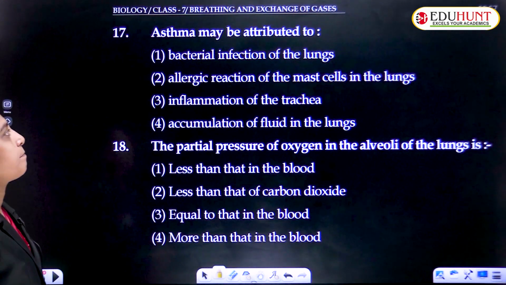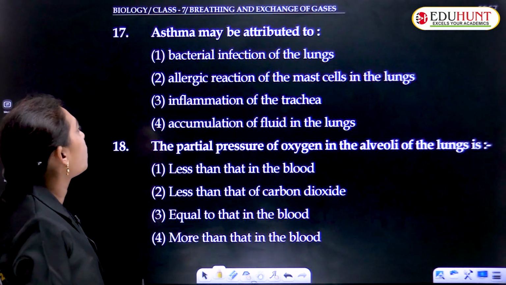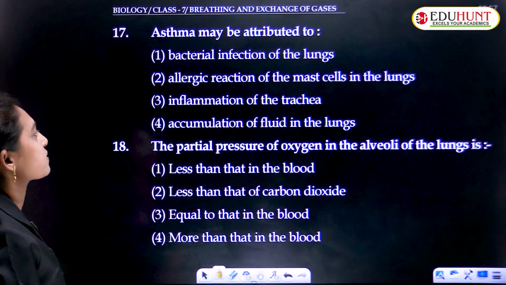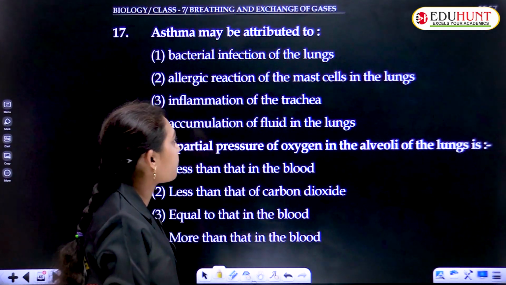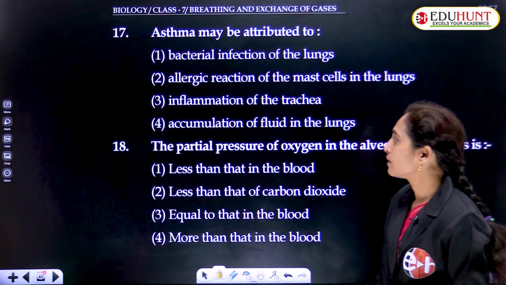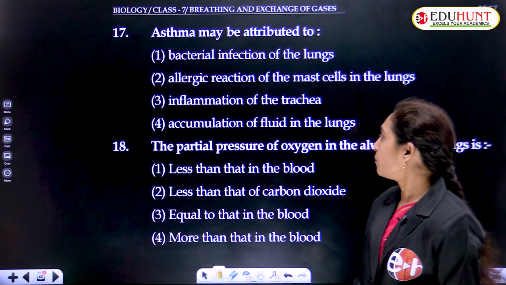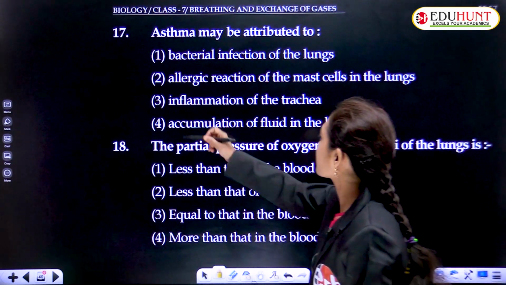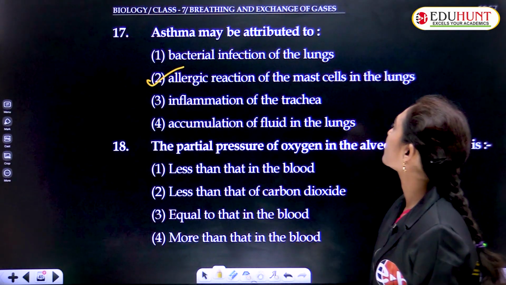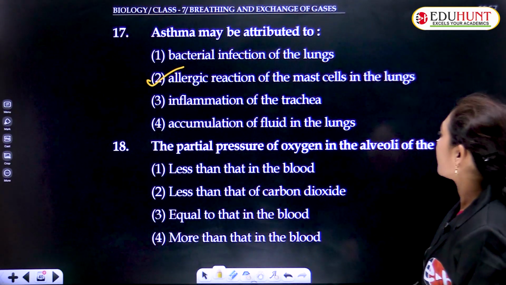Asthma may be attributed to bacterial infection of lungs, allergic reaction of mast cells in the lungs, inflammation of the trachea, or accumulation of fluid in the lungs. It is the allergic reaction of the mast cells in the lungs.